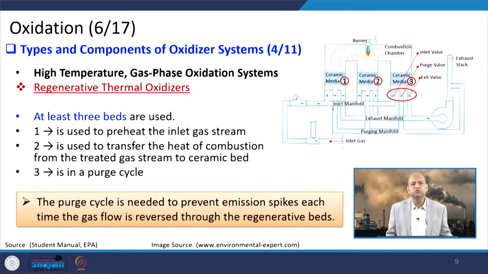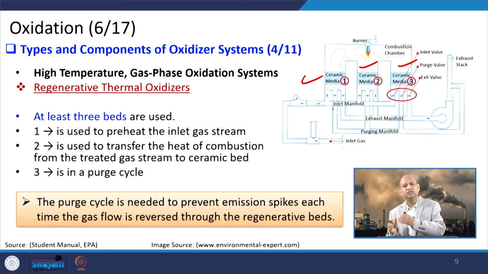The first one is used to preheat the inlet gas stream, basically. You can see here first, second and third, all of these have ceramic media and they can exchange the roles also, right, and this is the exhaust gas ultimately. Second is used for transferring the heat of the combustion from the treated gas stream to the ceramic bed. The treated gas means the burnt gas or oxidized gas. So, it has a lot of heat, right.